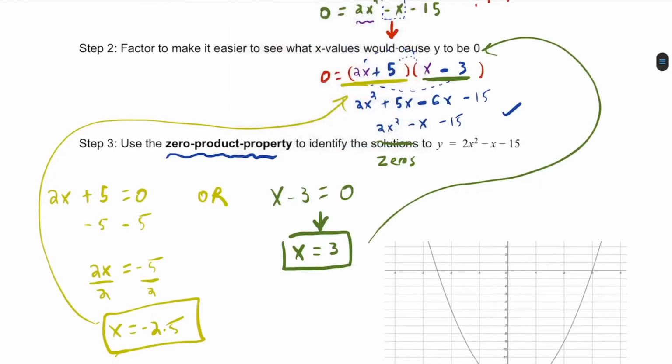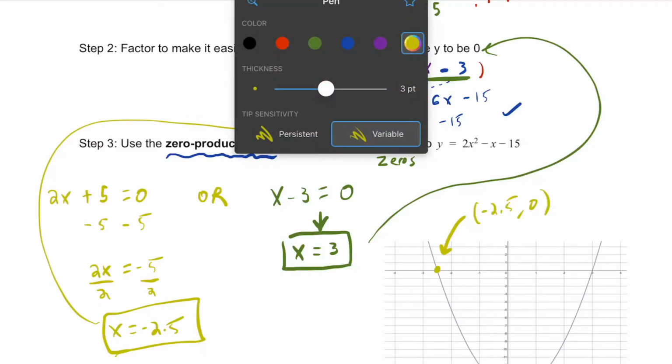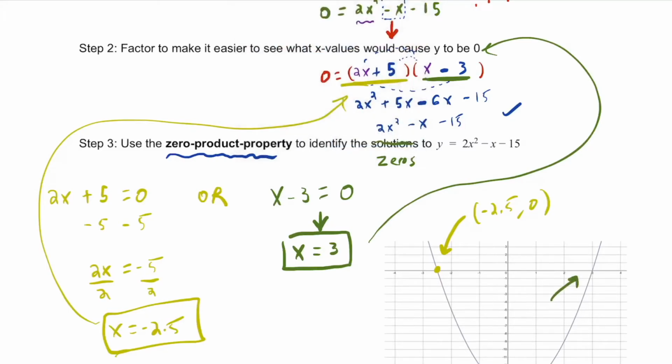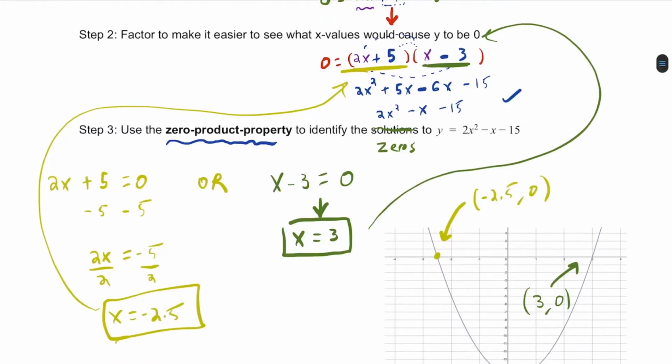And so I can see on the graph here that this is correct. Here is one: when x is negative 2.5, y is 0. That's one of the x-intercepts. And as well, when x is 3, y is 0. So those are our two x-intercepts. They are our zeros, our solutions to the equation. So that's a review of what we did last time.